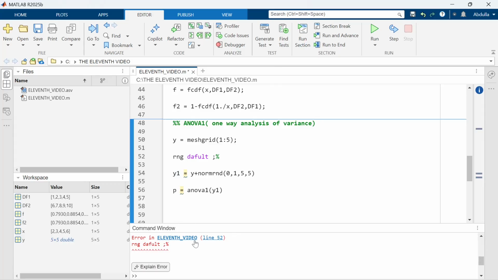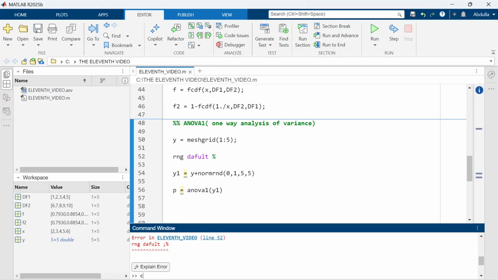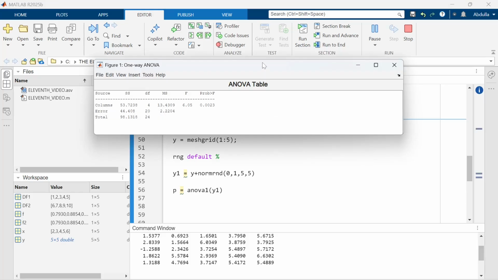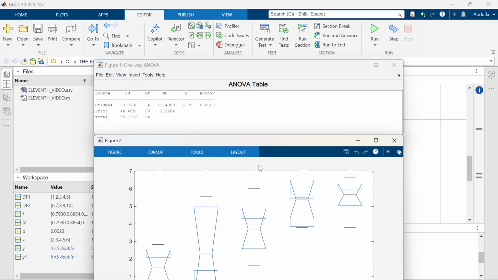Oh, okay, so there is an error in line 52. Yes, there cannot be suppressing. Let's see what we can get. Okay, so ANOVA gives me a table and a figure.